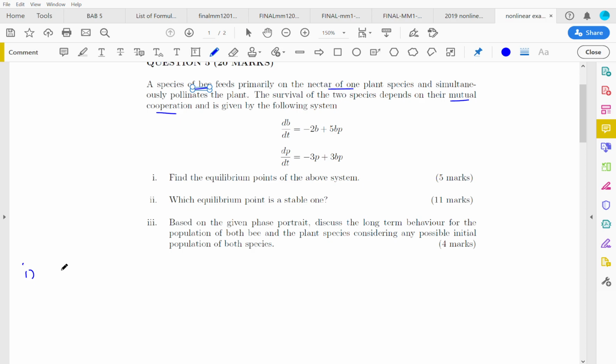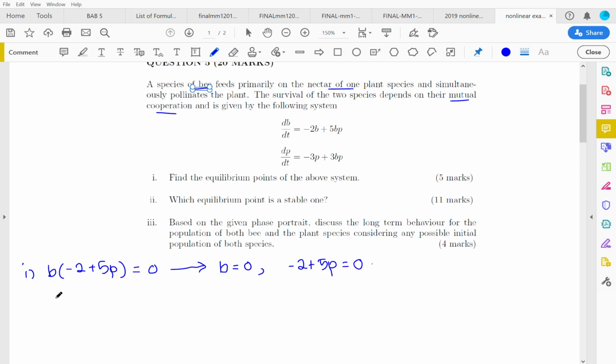So as usual, for the equilibrium points, we take the right hand side and make it equal to 0. For the first equation, I will factorize b. So we'll have b times (-2 + 5p) equals 0. From here, we are able to have two equations. The first one is b equals 0. Another one is minus 2 plus 5p equal to 0.